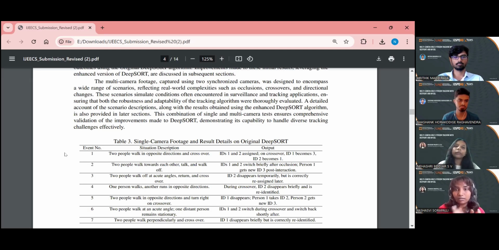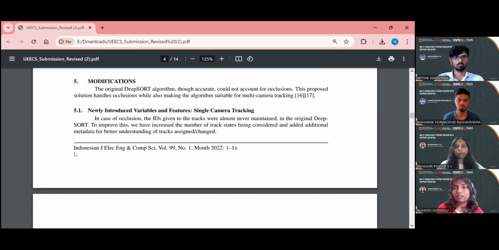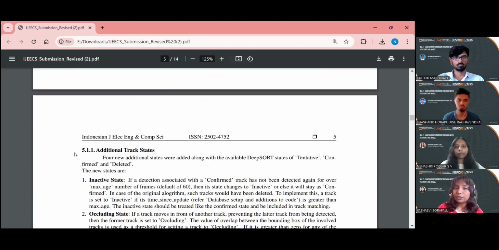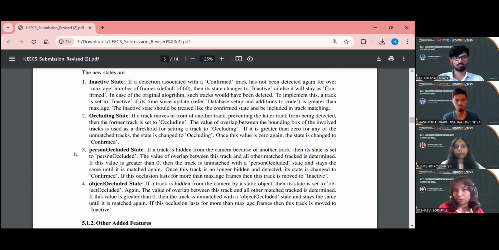So moving on, why do we need these modifications? One, the original DeepSORT code focuses mainly on single camera tracking, and it also does not handle occlusion situations very well. To improve on this, we have included a few changes. One of them is that we have introduced 4 new states. The existing states were confirmed, deleted, and tentative. The 4 new states that we introduced were the inactive state, occluding, person occluded, and object occluded states.